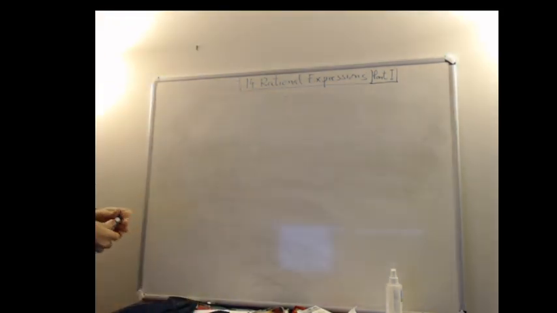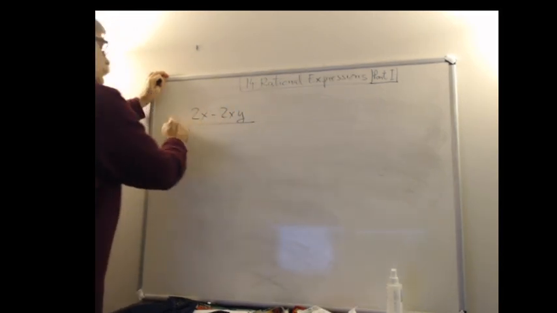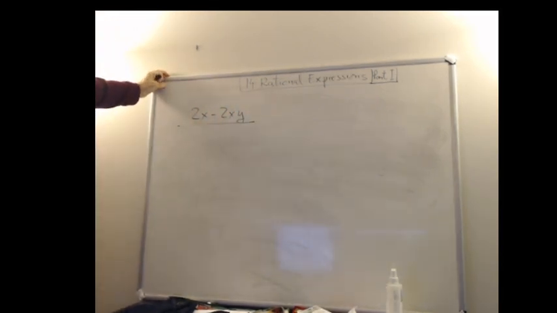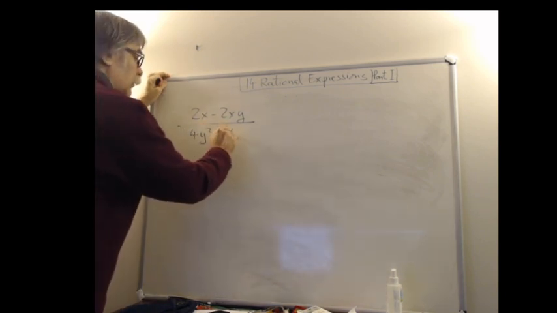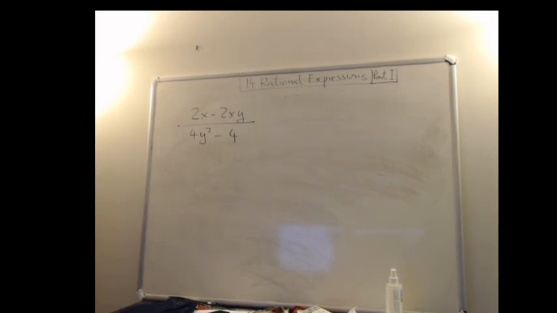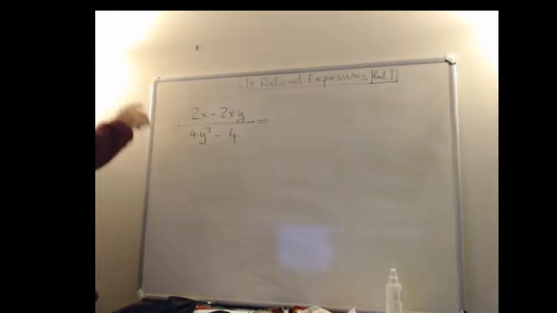This time I have a rational expression that has 2 variables in it. 2x minus 2xy on the top. On the bottom I have 4y squared minus 4. Right? So I have 2 variables, an x and y. But again, reduction is possible, so I'm going to reduce this. And what I'm going to do here is factor first.